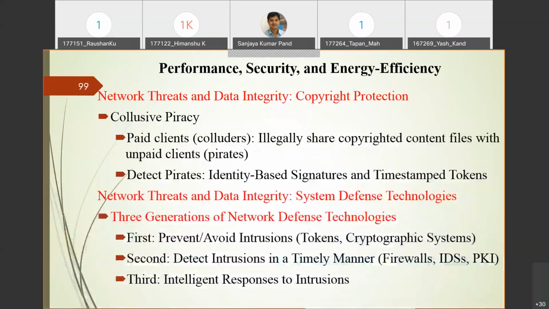The type of network threats and data integrity is with respect to copyright protection. You know that whenever we are installing the Windows system, it shows that it is copyright protected by Windows. But you see how many people are using the genuine version of Windows. Many people are using the pirated version.